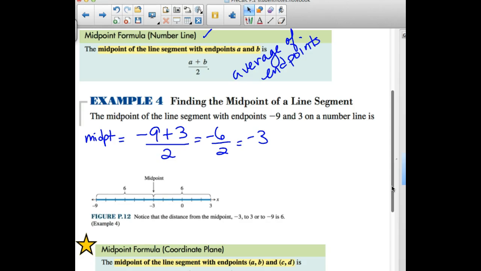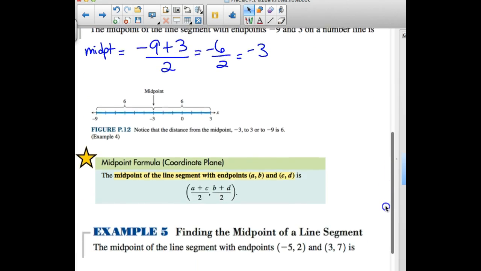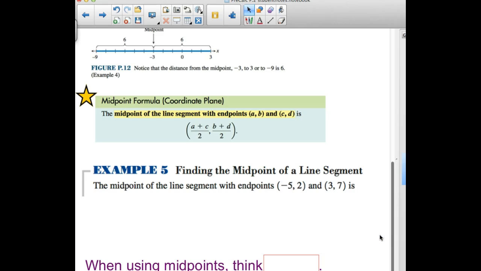All right, and if you were to draw it out on a number line, you can see that that's the case. Between -9 and +3, we have a midpoint of -3, 6 units from each direction. Now, if we shift that to the coordinate plane, we now have two values. We have two coordinates, x and y. So we are going to average the x's, and we're going to average the y's.